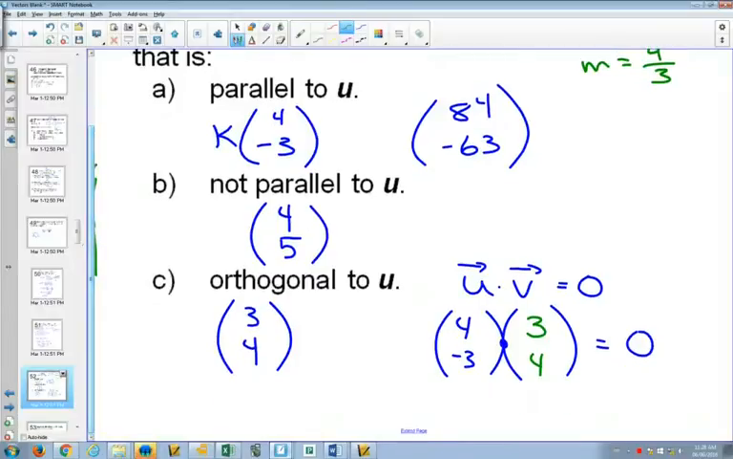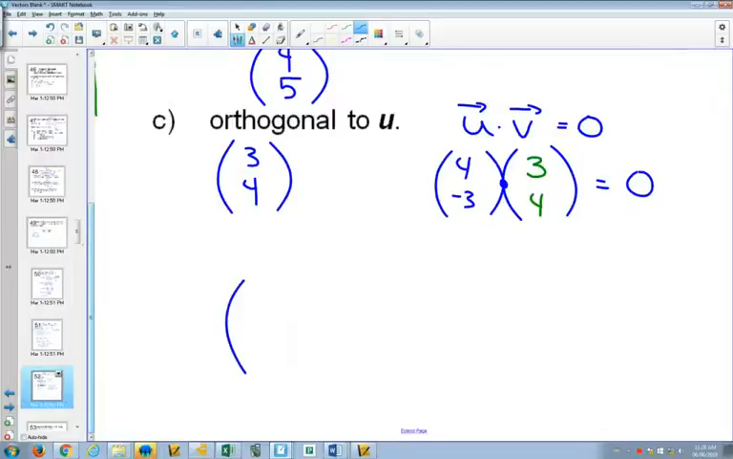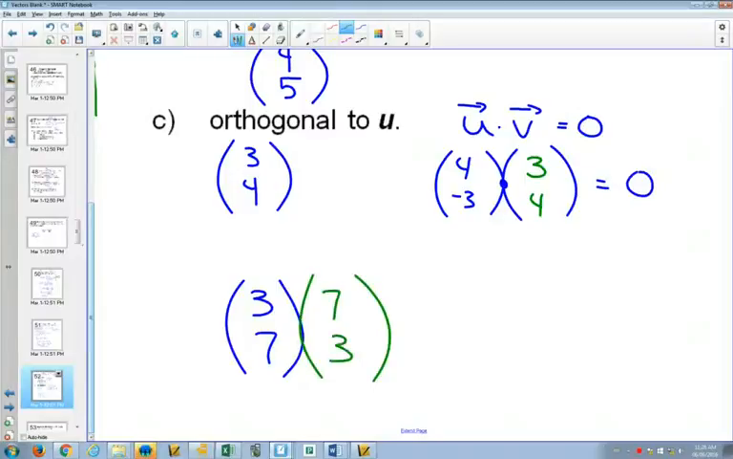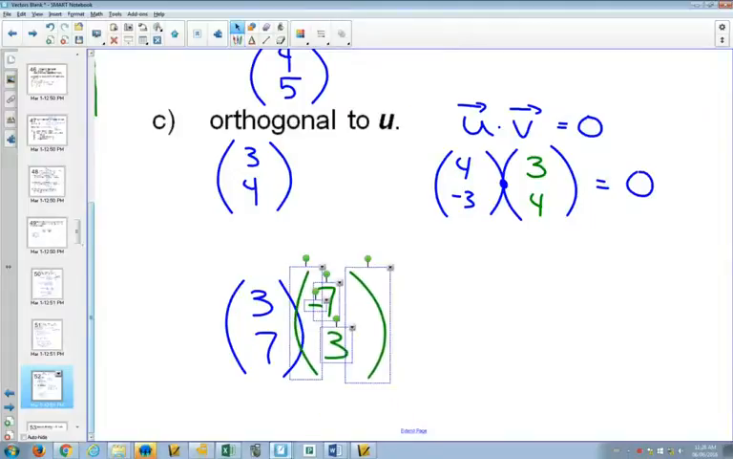For example, if I wanted to find something orthogonal to 3, 7, I would need 7 and 3, and I could choose to put the negative there or with the 3. It wouldn't matter where that negative was, because then you would get 21 and negative 21, and they'd cancel out. Now, as soon as you move to vectors in 3 dimensions, it gets a little bit trickier, because you have to figure out something that would go together with all of them.